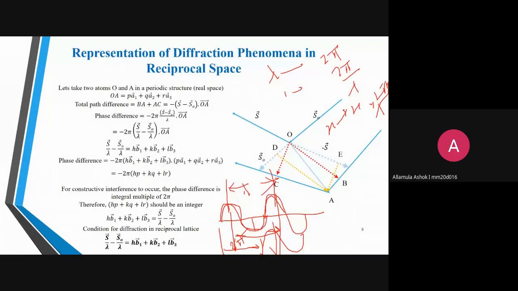Its HKL are integers. Then only we will reach a valid reciprocal point.